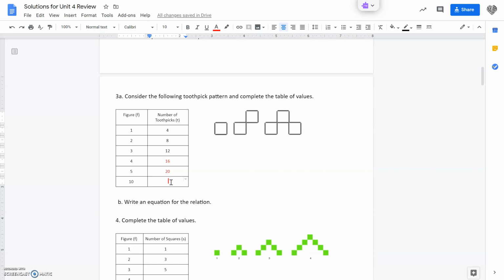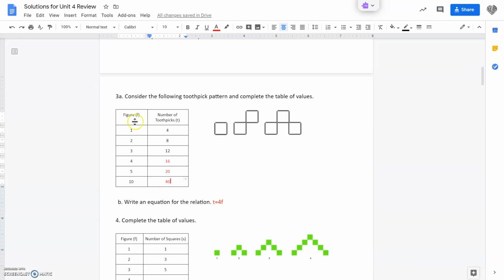So in order to do that, before I fill in 10, I'm actually going to write the equation first. That'll help me. So the number of toothpicks equals, because we're increasing by 4 each time, 4 will be my coefficient. And what would my 0 value be? So if the 1 value is 4, to go backwards, we would have to go back 4, which would be 0. So we don't need that plus 0, so it would just be 4F. So 4 times the figure number will give us the number of toothpicks. So if the figure number is 10, well, 4 times 10 is 40.